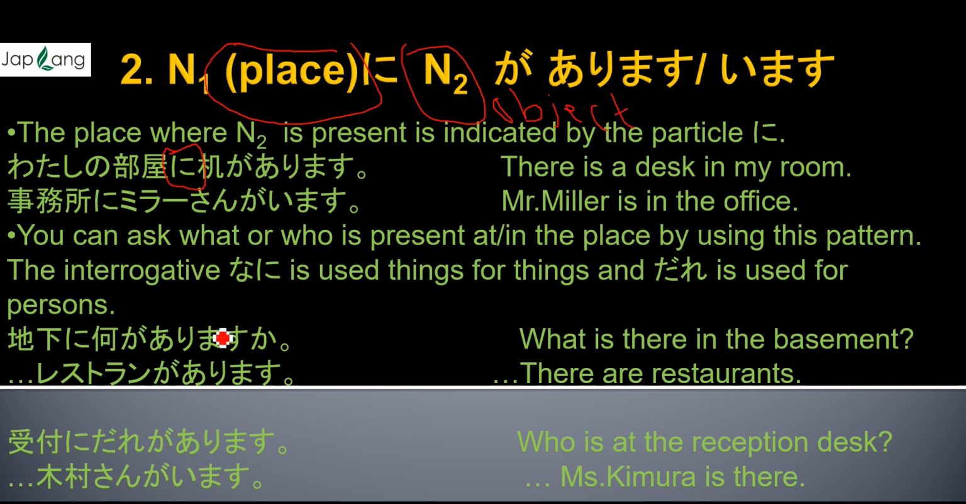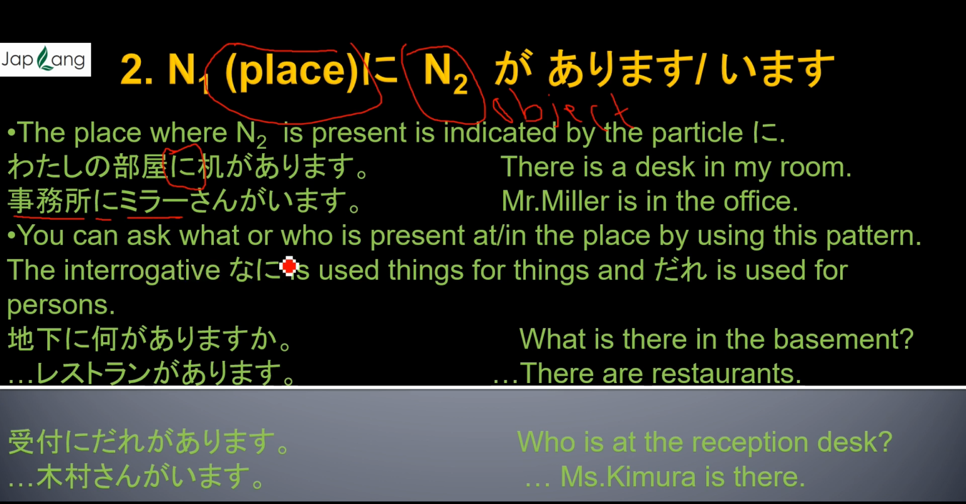Alright, so example here you can say Jimusho ni Mira-san ga imasu. So Jimusho is what? Office. Ni is in. Mira is, we are using a subject here, right? And ga imasu, this is a pattern you learned previously. So Mr. Miller is in the office. Boteru ni miju ga imasu. In the bottle, there's water.